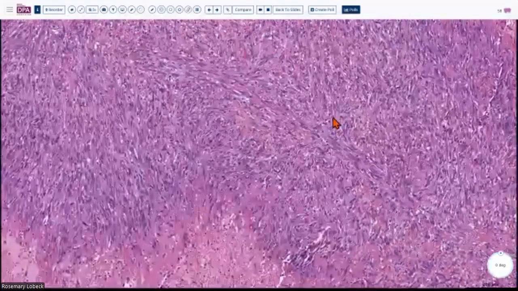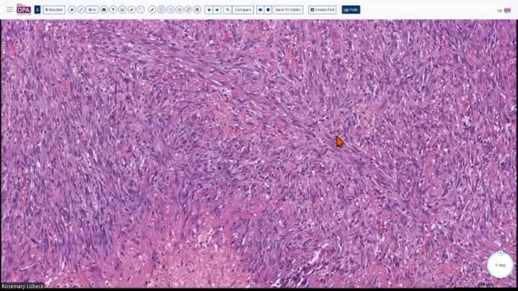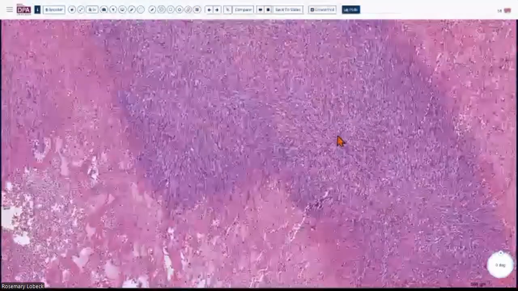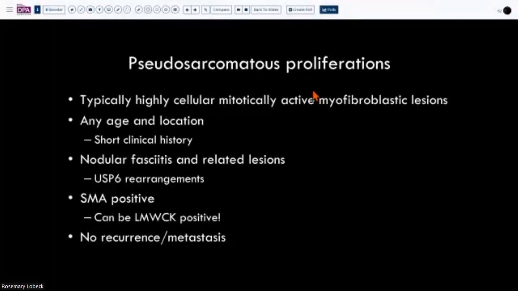So if you are worried about sarcomatoid carcinoma, then you try some other markers, other keratins which don't include the low molecular weight cytokeratins, or you just add an SMA and you will see that this is all positive for SMA. So with pseudosarcomatous proliferation, big pitfall, they can be highly cellular, mitotically active. Usually they have a short clinical history, unlike sarcomas. And some of them have genomic abnormalities, like nodular fasciitis with USP6 rearrangements, but most of them don't. And as I said, low molecular weight cytokeratin can be positive, so you need to watch out for that.